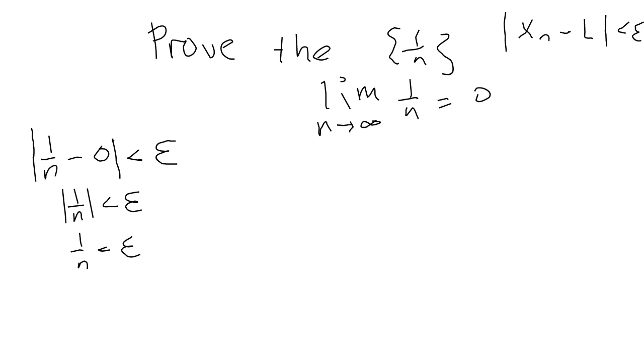That will give us 1 over epsilon. n is greater than that. So for this proof to work, we're going to use 1 over epsilon as our n. I'll say that again. For this proof to work, we're going to use 1 over epsilon as our n. You see how I got it?